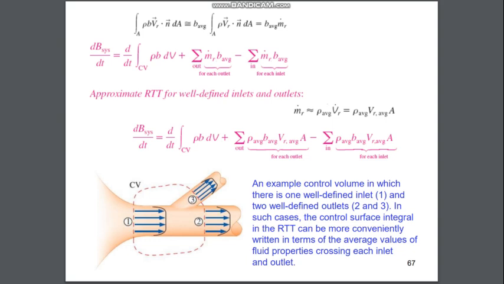dB system over dt equals d over dt, integral over the control volume of PB dV, plus, for each outlet, mass flow rate times B average, minus, for each inlet, mass flow rate times B average. Outlet minus inlet.